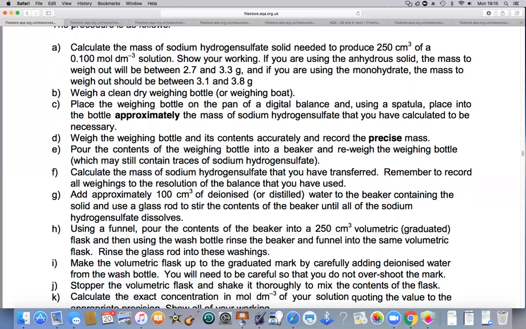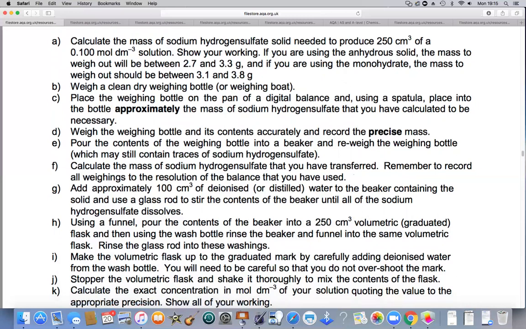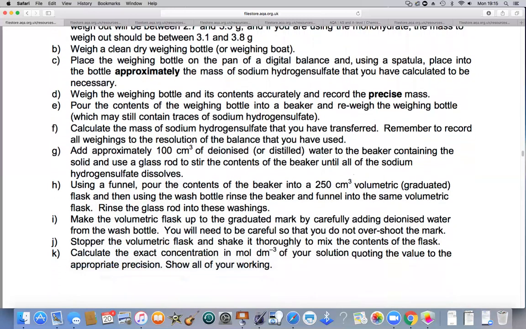In case you're wondering what the monohydrate is, you should have come across hydrated solids. Basically, they have water of crystallization. There are a number of water molecules associated with the compound. In the case of sodium hydrogen sulfate, the monohydrate contains, as you can probably guess from the name, 1 water molecule per mole, or 1 mole of water molecules per mole of sodium hydrogen sulfate. Any mass within that range will give you a concentration of between 0.900 and 1.10, which is considered acceptable in this case.